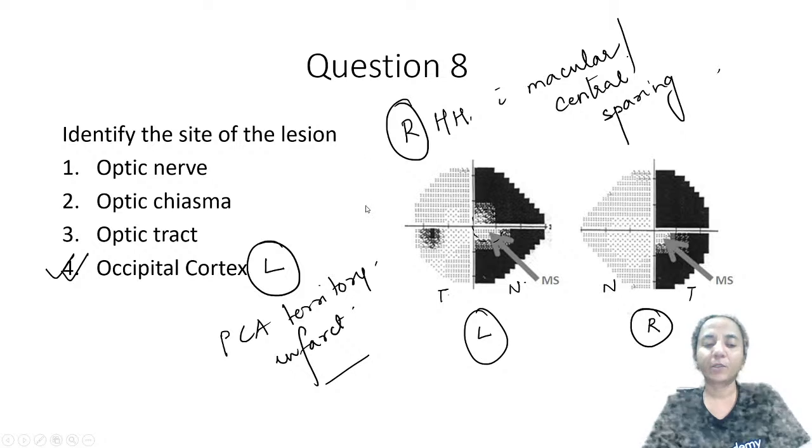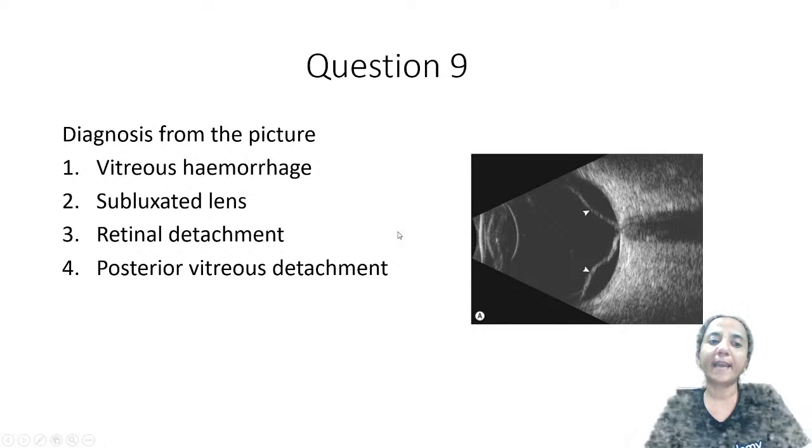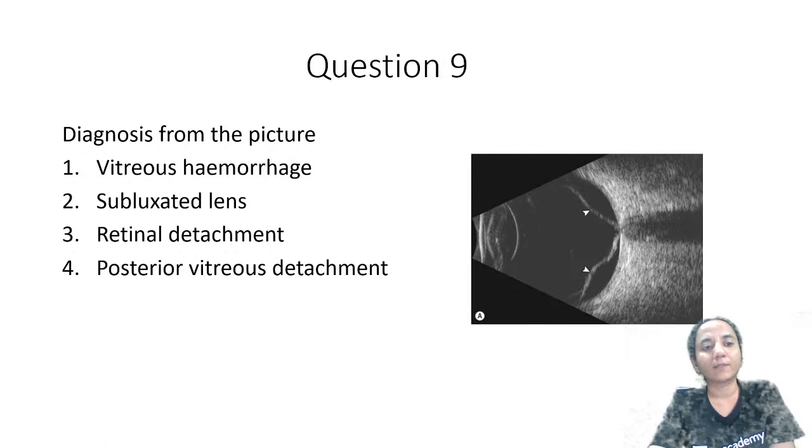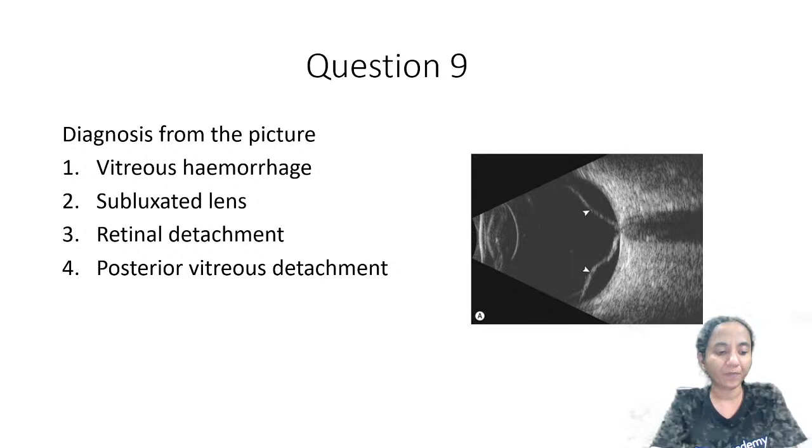Okay, let's go to the next investigation now. What is the diagnosis from this picture? So, is this a vitreous hemorrhage? Is it a subluxated lens? Is it a retinal detachment, or is it a posterior vitreous detachment? So, what will we call this? What is the diagnosis from this picture? So, will anybody be able to help me? Correct. This is a retinal detachment.